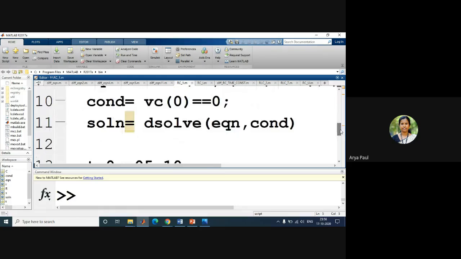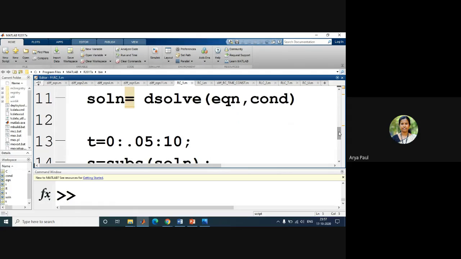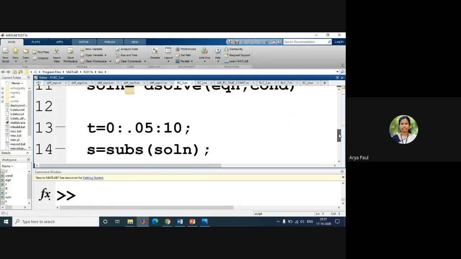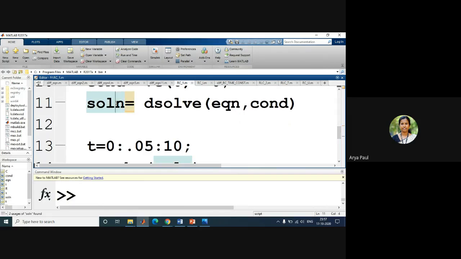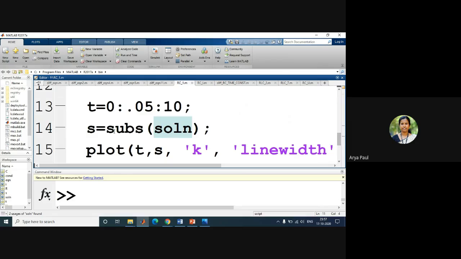In order to find it in a numeric representation, you want to convert this solution, SOLN. How can you convert the solution? Using subs. Using subs of the solution, you are converting it into a numeric solution S.